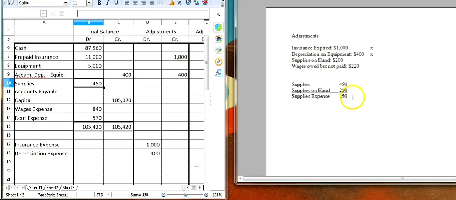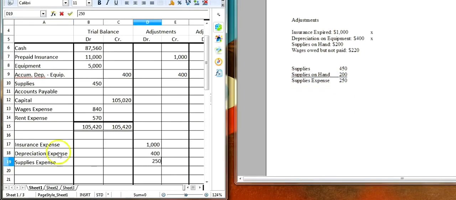So here I go, this is my supplies row, and I'm going to put a credit right here, and this makes sense as well. I had $450 worth of supplies at the beginning of the month, and then I'm going to credit that account, which means it's going to decrease because it's an asset, and it increases on the debit side and decreases on the credit side. So there's my supplies on hand. I'm done with that one.